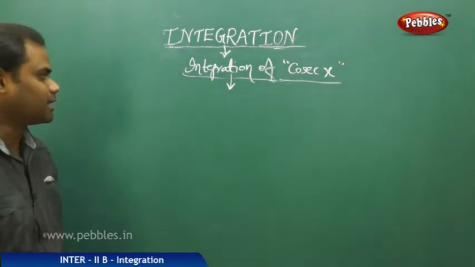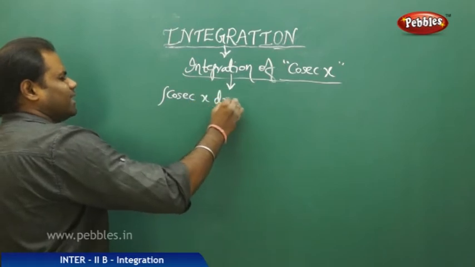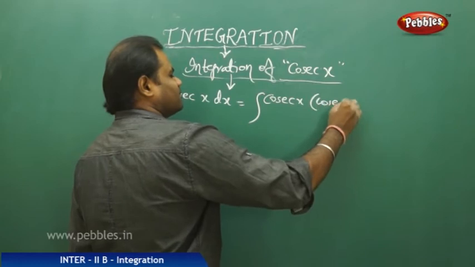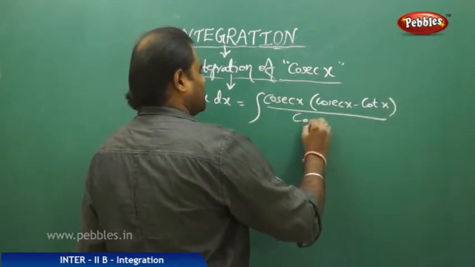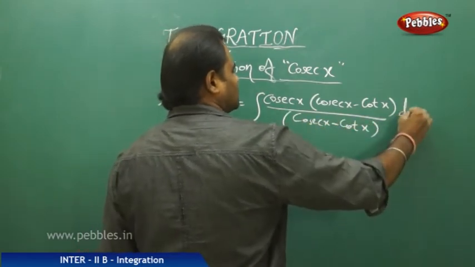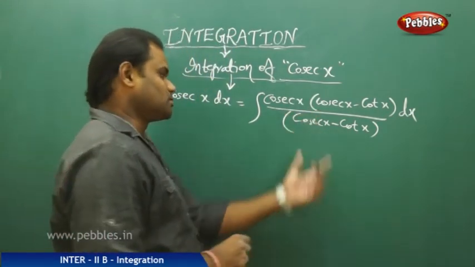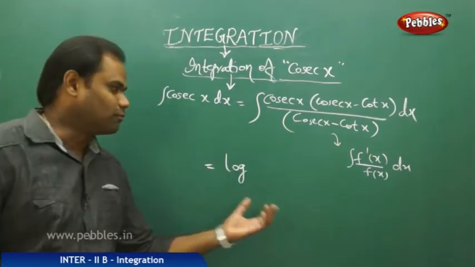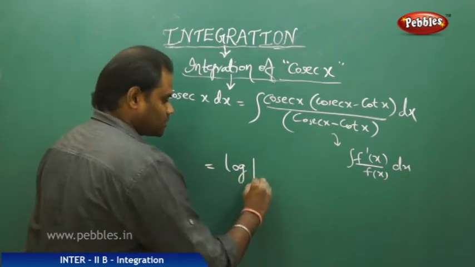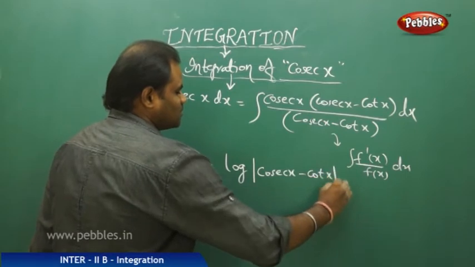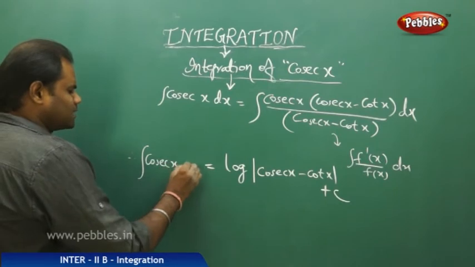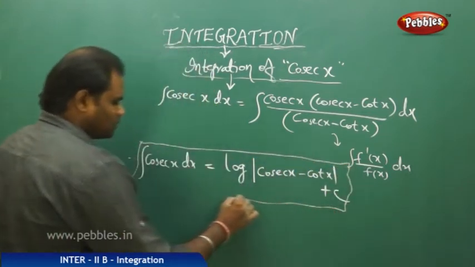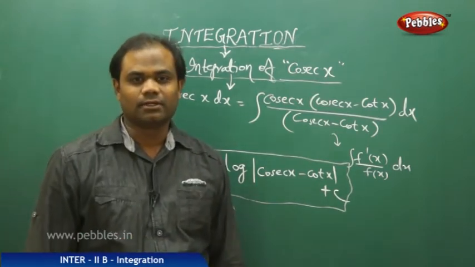Next is integration of cosecant x, where I get integral of cosecant x dx. Proceeding in a similar manner as that of secant x, I multiply and divide with cosecant minus cot, and then on substitution of the denominator equal to t, this reduces to integral f dash x by f of x, which is log mod f of x. So using the formula f dash x by f x, we get this as log mod f of x, that is cosecant x minus cot x plus c. Therefore, integral of cosecant x dx is log mod cosecant minus cot plus c, is how we identify the standard formula for integral cosecant x using the method of substitution.